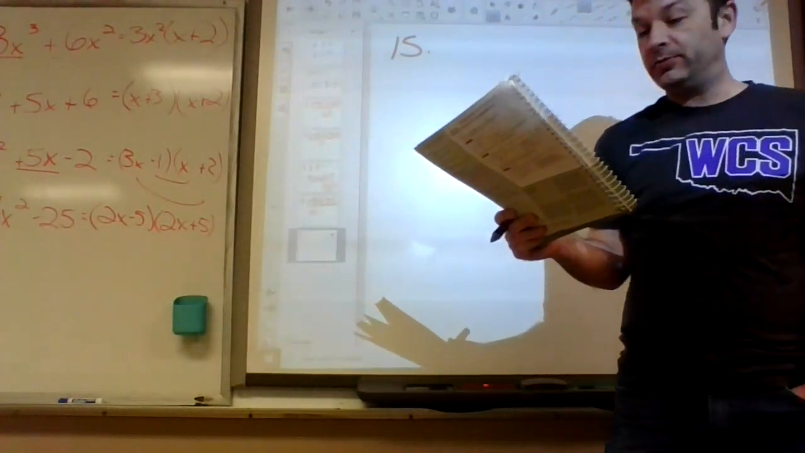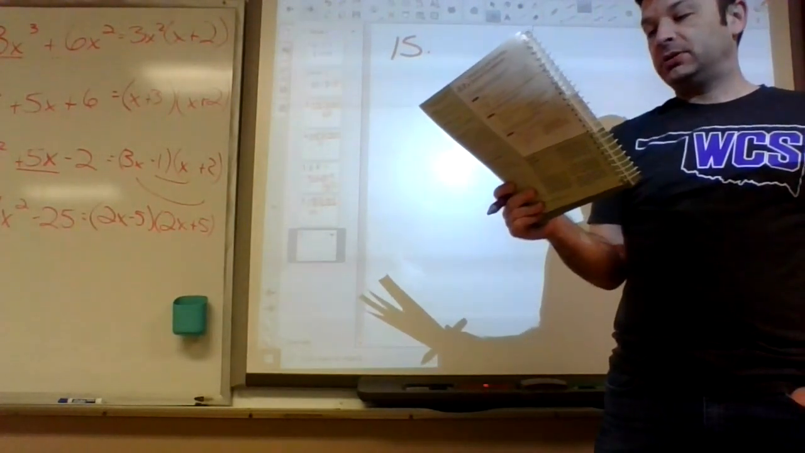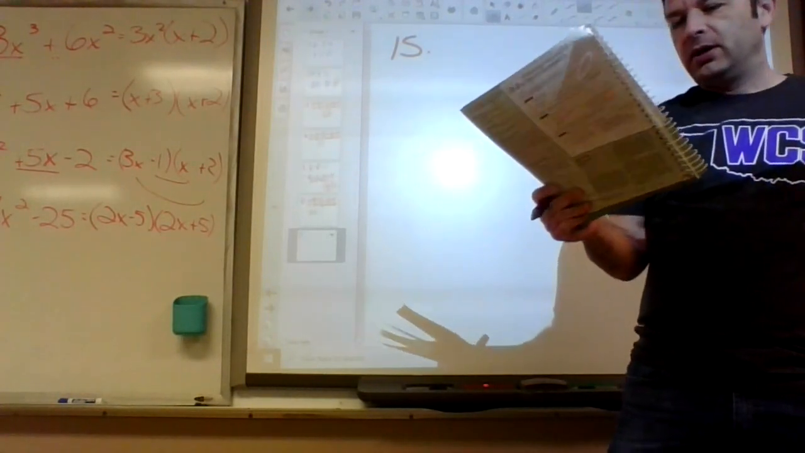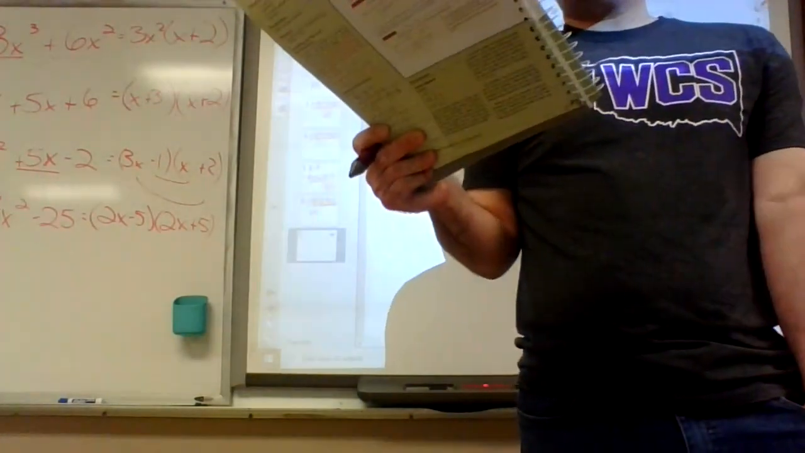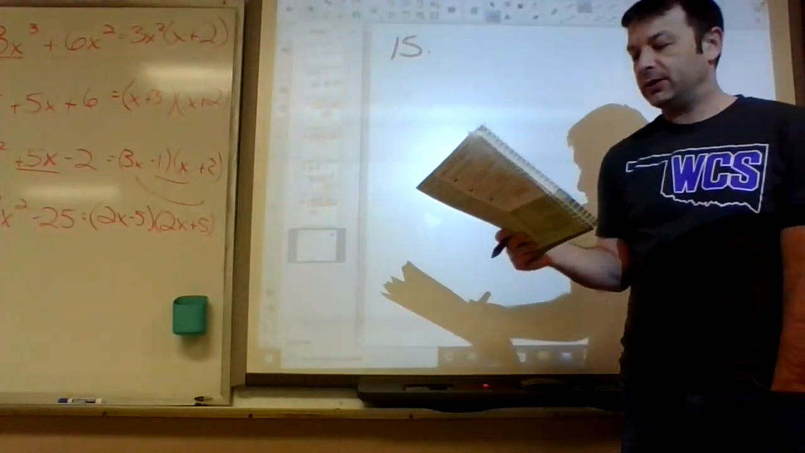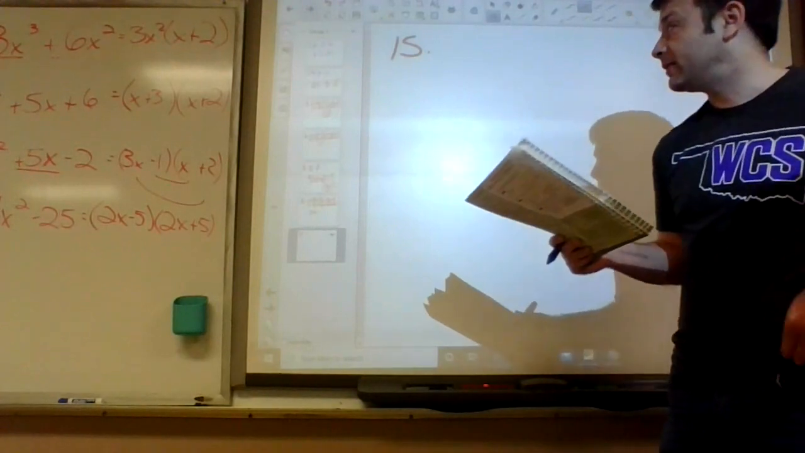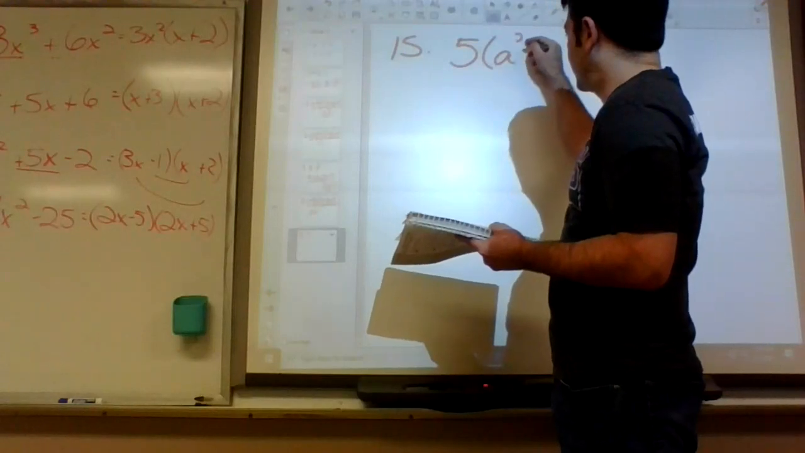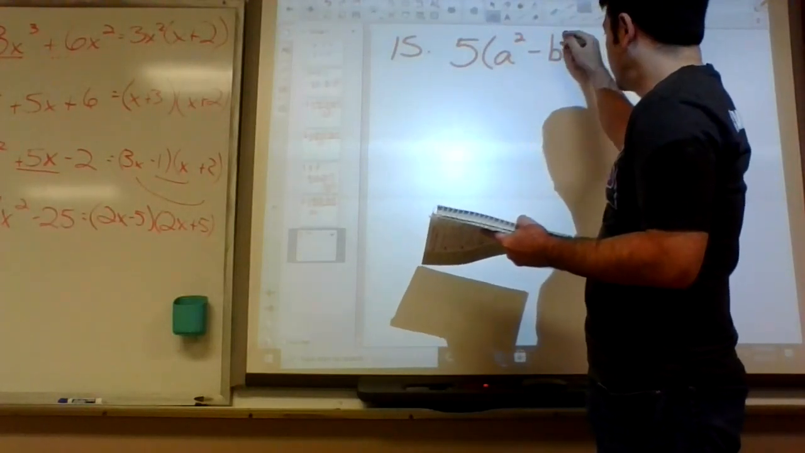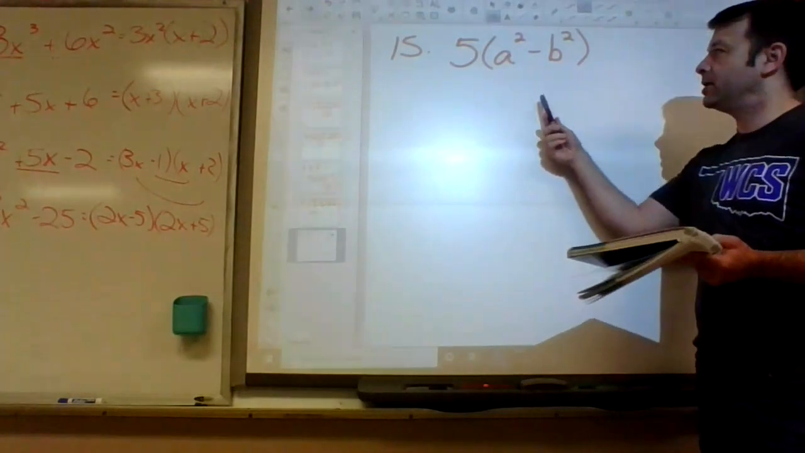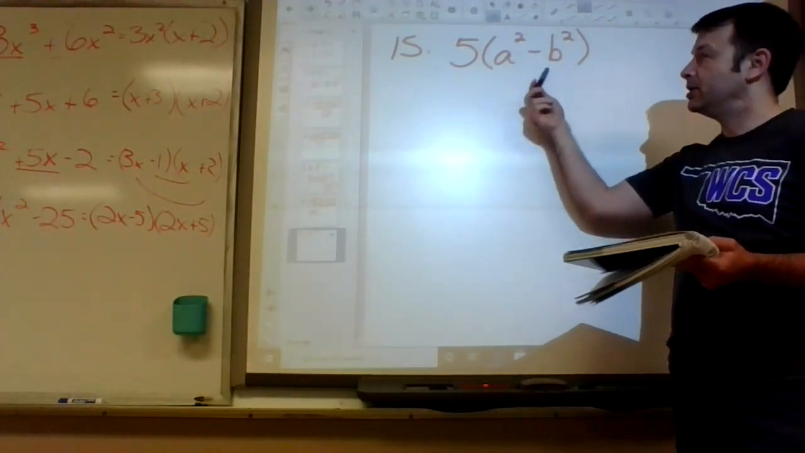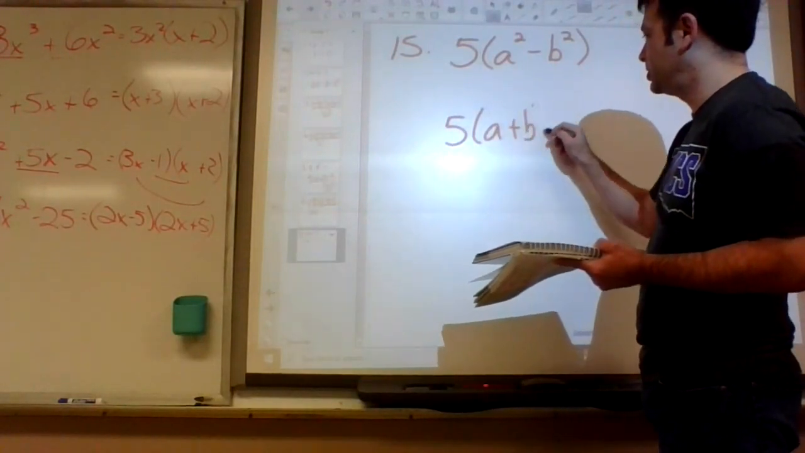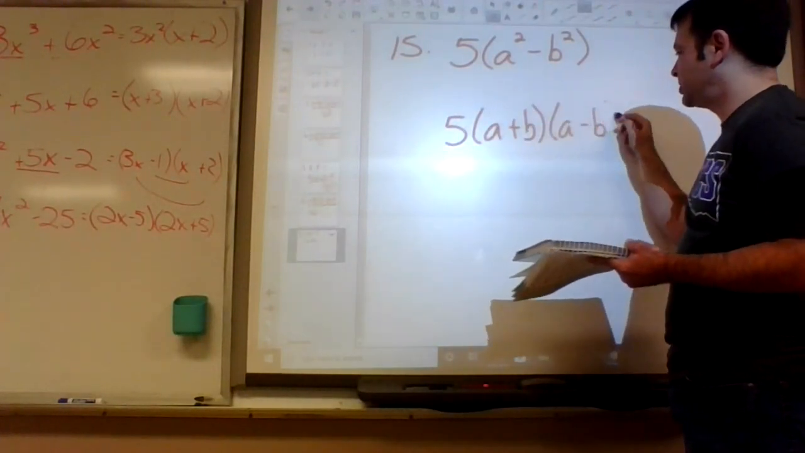They're gonna make us work a little bit on number 15. Looks like 16 is kind of the same thing. Alright, on 15, the top left, what can I do to that? Take a 5 out. After you take a 5 out, you're left with a squared minus b squared. That should ring a little bell in your head. The square minus the square. So actually it's 5 times a plus b, a minus b.